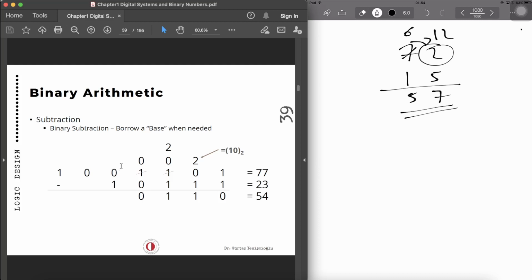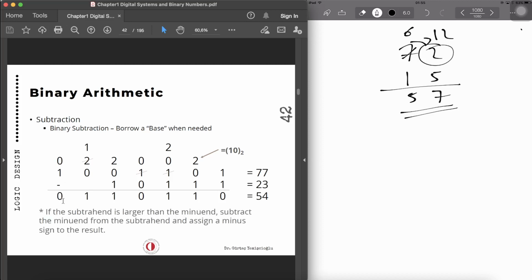Then this one, 0 minus 1, the neighbor doesn't have anything, so we have to borrow from the other one. So when we borrow from here, this is going to be 0. First, this is going to be 2. Then this one has to borrow from here. Okay? So this becomes 2, and that borrows 2. 2 minus 1, 1. And as it was 2 and you just borrowed it, this becomes 1, and 1 minus 0, it's going to be 1. Okay, and this is 0, sorry, this is 0, and this will be 0.